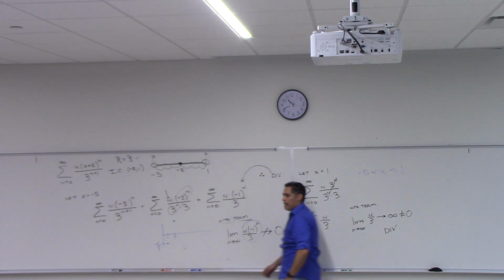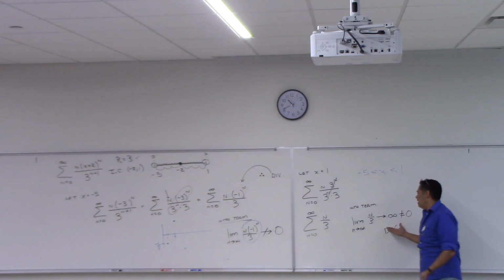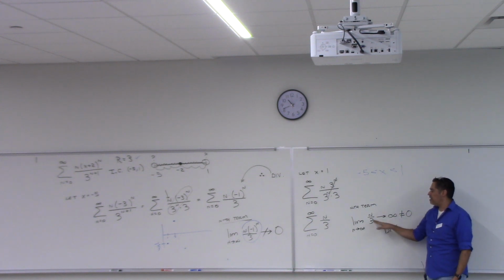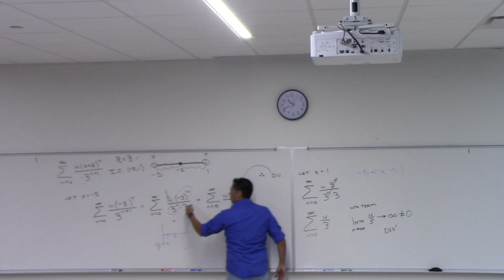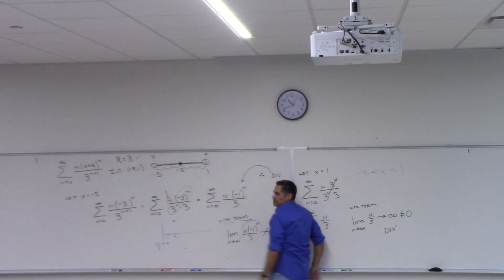And when you ran the one on the other endpoint, this is the exact same thing, but it's not alternating. So it's just like 1/3, 2/3, it just keeps going like that. Yeah? Okay, good.